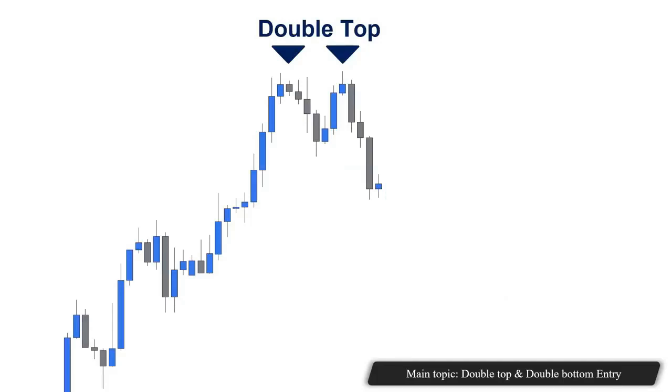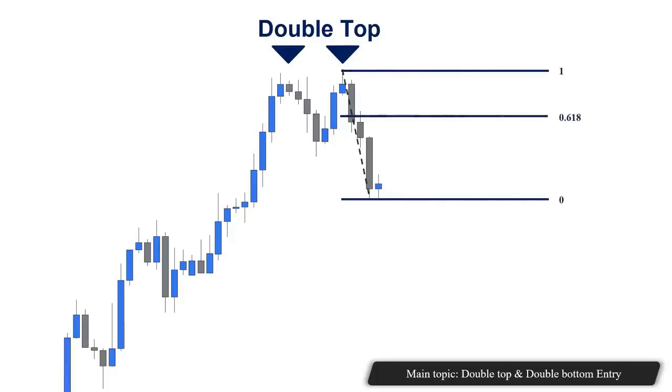We combine this pattern with 618 Fibonacci retracement to optimize our trade entry. After breaking the neckline, we will put the retracement tool, which you can access in the Indicators tab, from the start of the move to the end, and place our sell limit order precisely at the 618 retracement level.